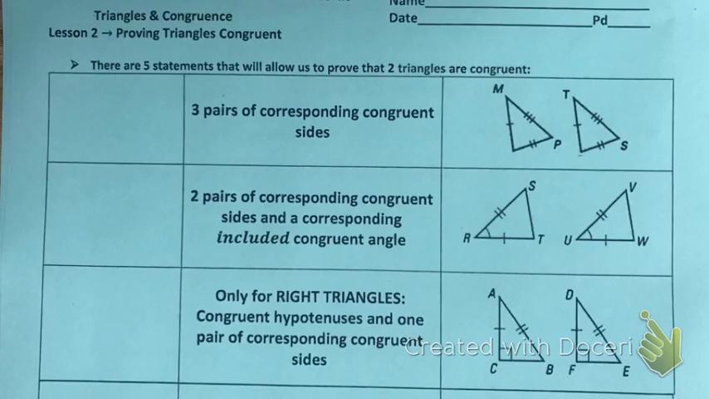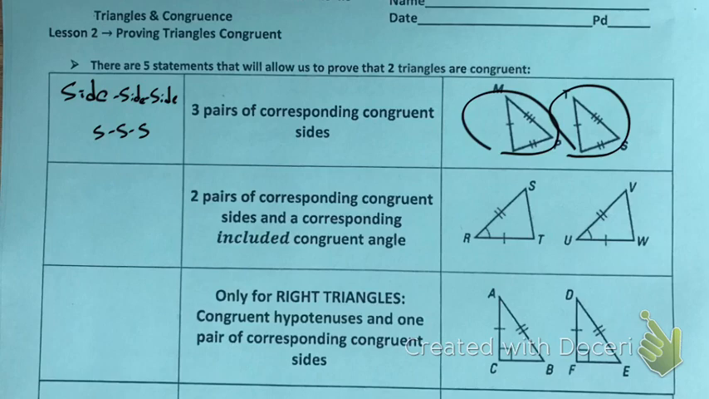And so we call this one side, side, side, or we just call it SSS for short. And that means that all 3 sides of one triangle match up with all 3 sides of another. And this is the one that's usually the easiest to spot amongst the 5 different ones, because it jumps out at you. You notice you got 1 dash, 2 dash, 3 dash, 1 dash, 2 dash, 3 dash. You notice that each side has a corresponding congruent side in the other triangle.